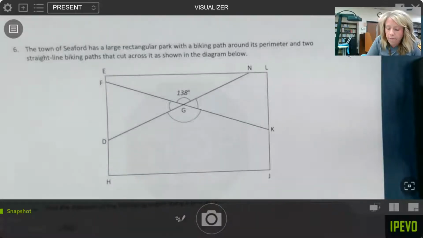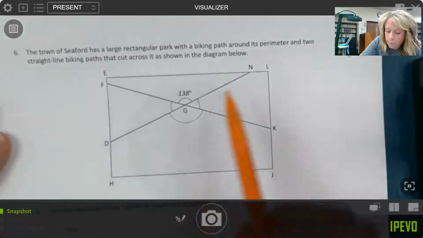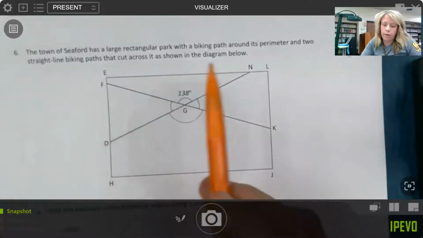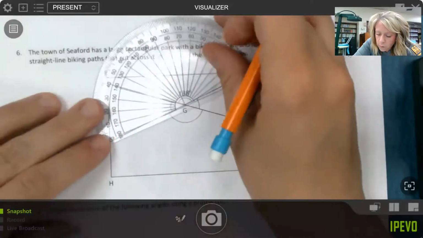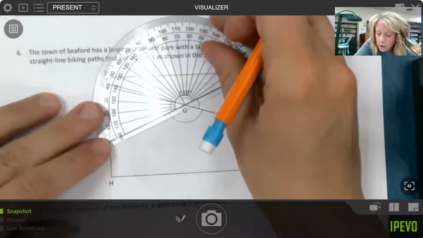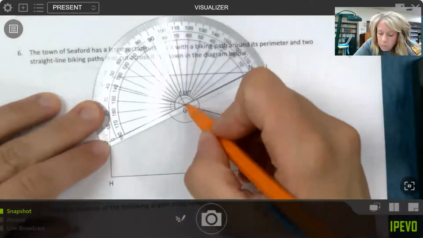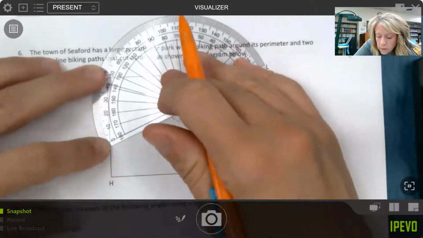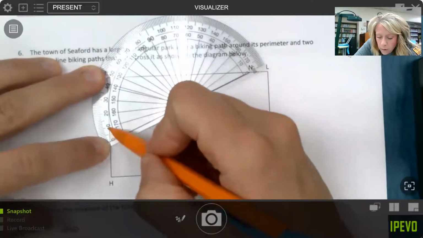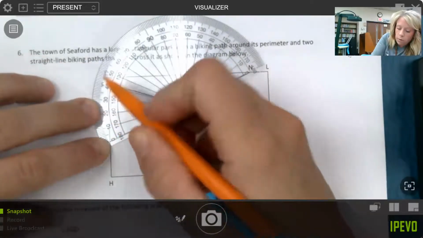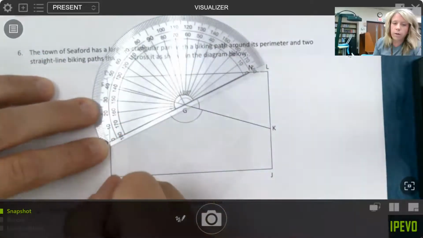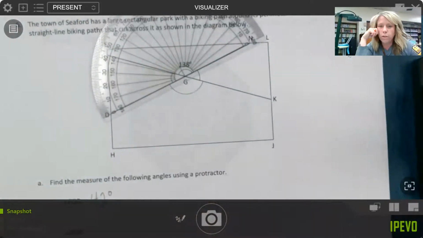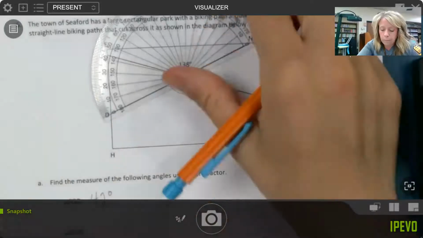So the first is angle FGD. So I'm going to measure right here. Putting the middle of my protractor on the vertex. I'm using the top numbers because I want to start with 0. And let's see where this leg goes. Up here, a little bit past 40. So I'm going to say 42 degrees. Anything close to that within 2 degrees each way would be acceptable.